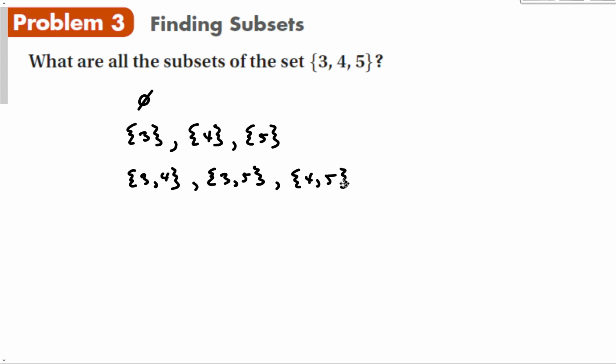It's not a different set if you write them backwards, and mostly you should be writing sets in numerical order. And then finally, there is one more set that is a subset of {3, 4, 5}, and that is {3, 4, 5}, right? All 3 of them. The whole set is a subset of itself. So there are 1, 2, 3, 4, 5, 6, 7, 8 subsets of this particular set.